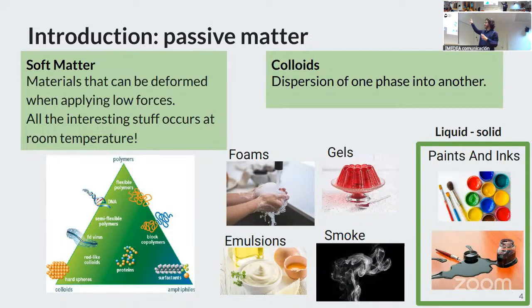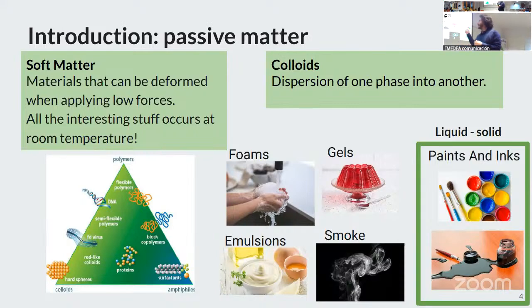But I would like to draw your attention to colloids. Colloids are basically made out of two phases. The definition is when you have one phase and you disperse that phase into another, then you have a colloid. The dispersed phase is usually made out of small particles, small, but not as small as molecules. So it's a mesoscale, let's say.